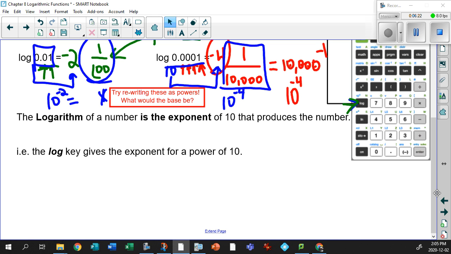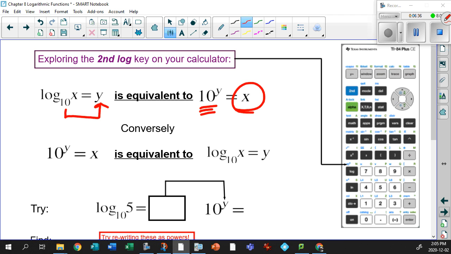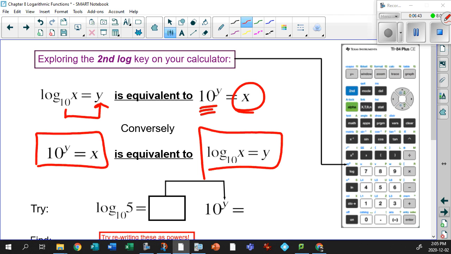That's all it means. Well, let's keep on going. Let's have some more fun then. Then you know that by definition, 10 to the power of y gives us x. 10 to the power of y gives us the x value. So conversely, 10 to the y equals x is equivalent to log base 10, because there's the base, there's the base. Got it? Got it. So let's keep on going.